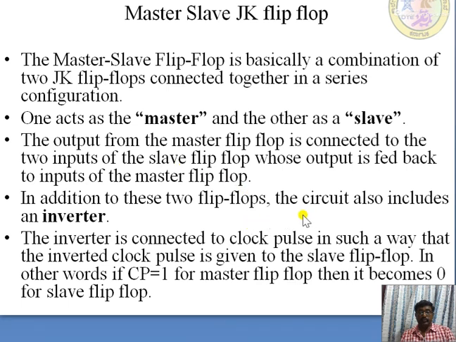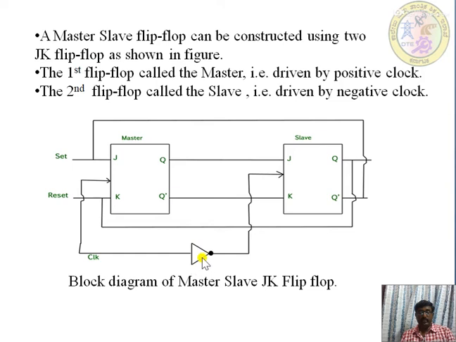Okay, next. In addition to these two flip-flops, the circuit also includes an inverter here. Why this inverter is there: we will be giving a direct clock to the master flip-flop and an inverted clock to the slave flip-flop. It means during the high state, that is from 0 to 1, the master will be on. From 1 to 0, the slave will be on here.